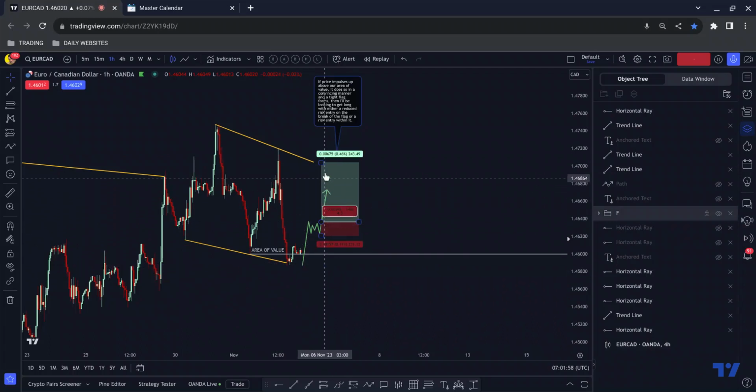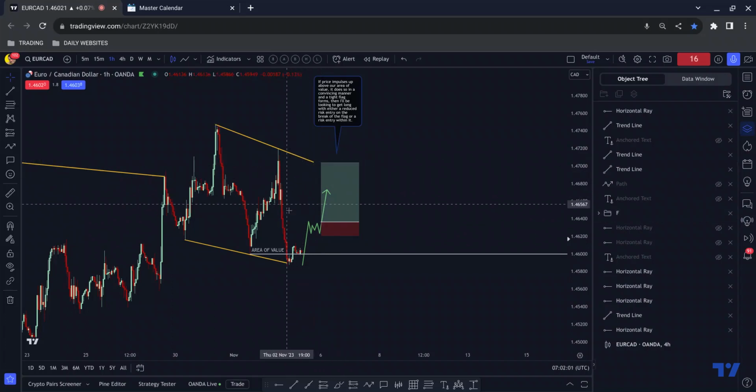But the entry I'll be looking for is an impulse up followed by a flag, and then I will be able to manage it up to this trend line if price did come back down, for the reason previously explained. I have an alert set just above this high to see if we push up. That's all I'm going to be looking for.